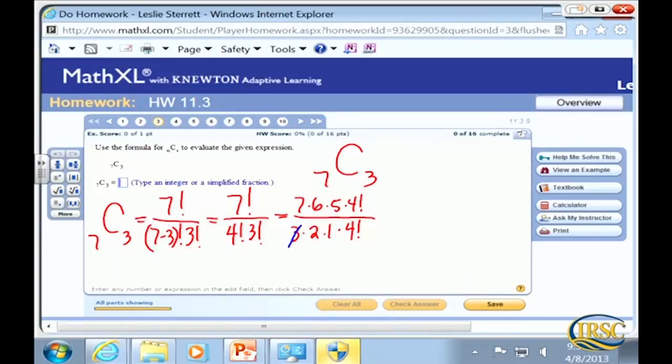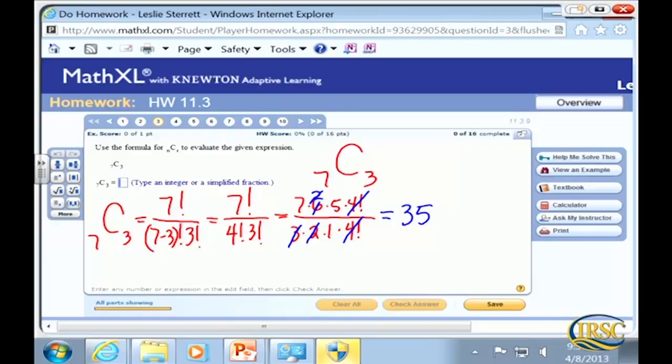Okay, so the 3 cancels into the 6, leaving a 2. Then the 2's cancel, and then the 4 factorial cancels. Okay, so then you just have 7 times 5 left, which is, Carol? 35, good. All right, so 35 ways to make a combination of 7 items, choosing 3 at a time. So that's what we mean. That's what that means. We're only choosing 3 items. We're making groups of 3 from 7.